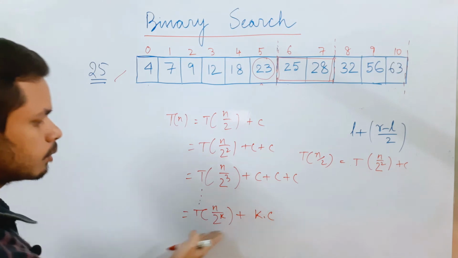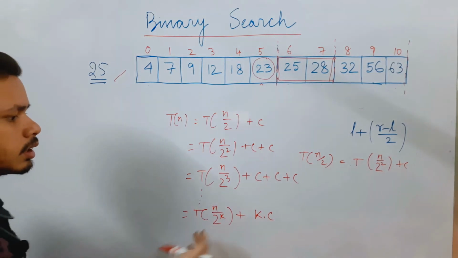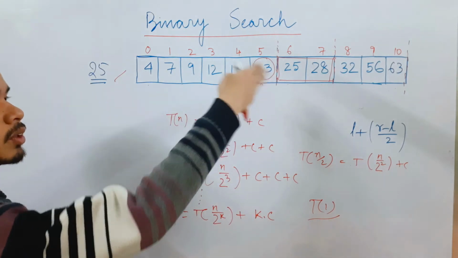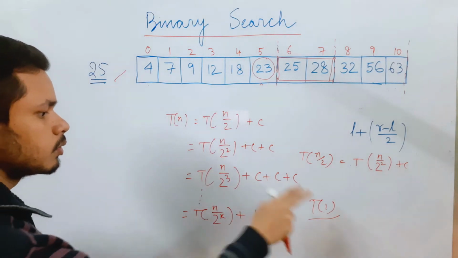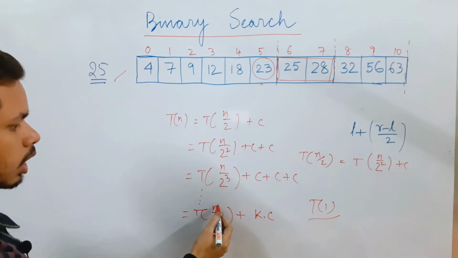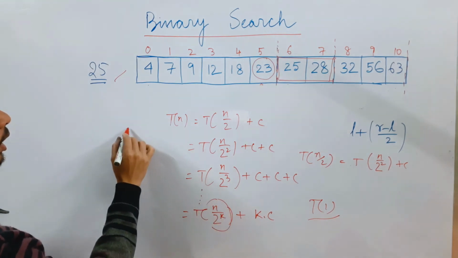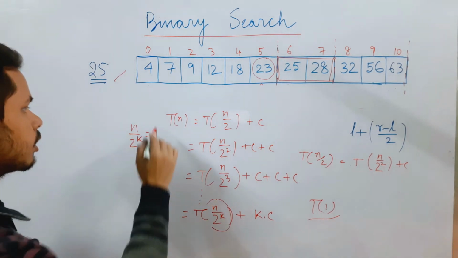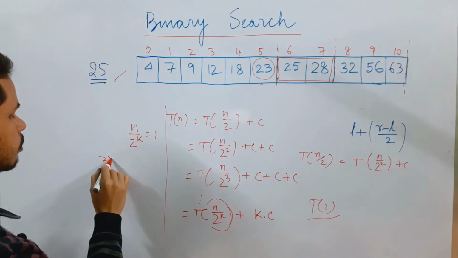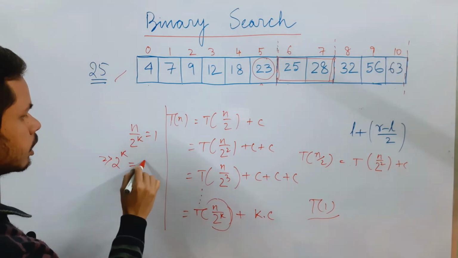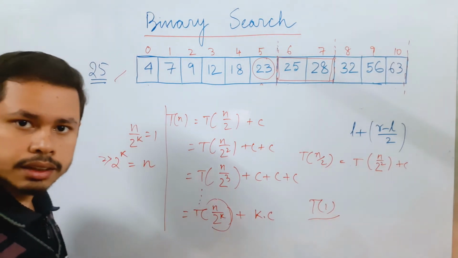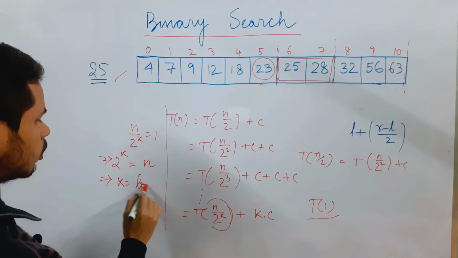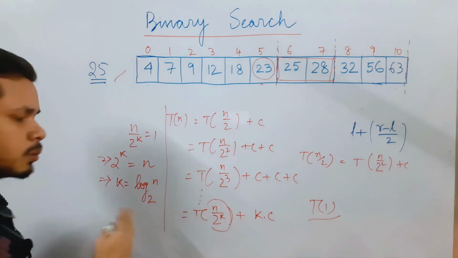So now when will it stop? The base condition will be T(1), when we have only one element left, that we have already seen in our case. So how can we make this as 1? When n by 2 power k will be equal to 1, right? Which means 2 power k will be equal to n, isn't it? What will be the value of k? k will be log of n base 2.